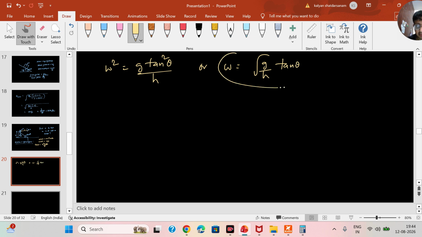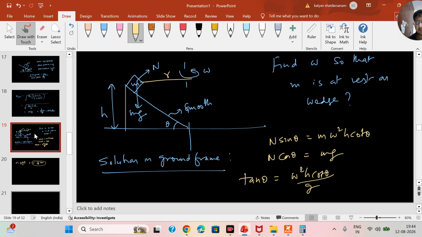If you rotate with this angular speed, the block will stay at rest in the wedge frame. In the ground frame, both are rotating. This is one method. So what did I do? If it is to remain at rest with respect to the wedge, it means it is going along with the wedge in a circular path. The radius is r. You can get r by using trigonometry. Tan theta is h by r, so r is h cot theta.